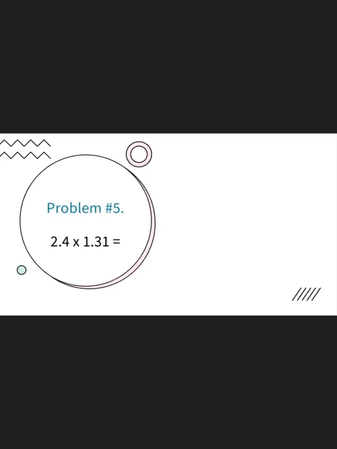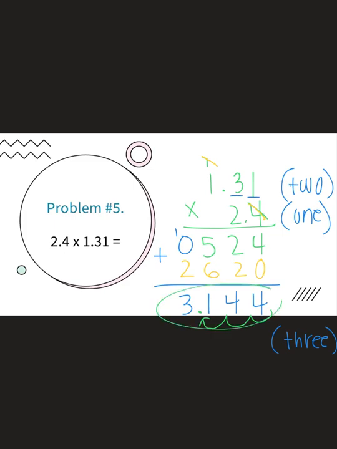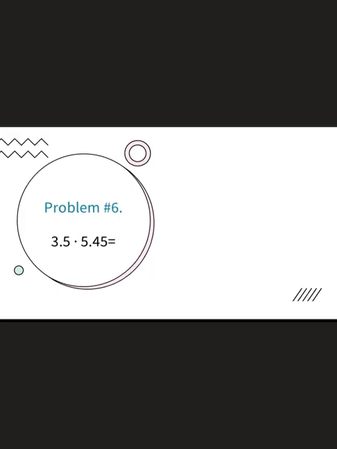Go ahead and work on number 5 on your own, and then check back with this video to check your answer. So hopefully when you did your multiplication, you got 3144, and then your decimals in your answer, this should have been 2, and then this one would be 1. So 2 plus 1 means in your final answer you need to move your decimal place 3 spaces. So start after that second 4 and go 1, 2, 3 to get your final answer of 3.144.